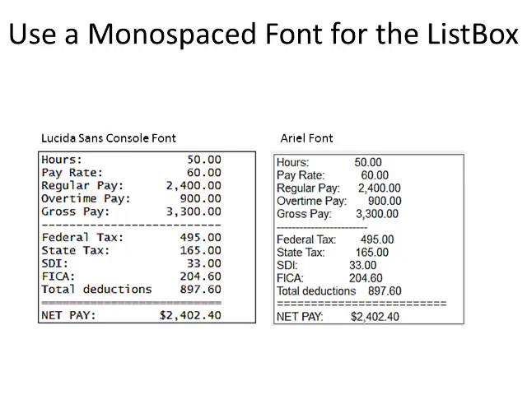Use a monospace font for the list box. Windows provides several monospace fonts, such as Courier New, Lucida Console, and Lucida Sans Typewriter. These fonts use the exact same spacing for each letter. Monospace fonts are best to use when displaying data in columns.